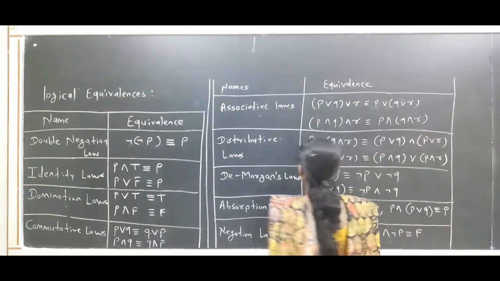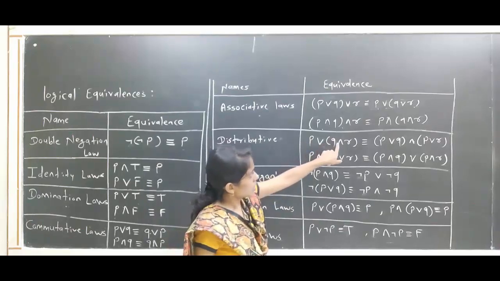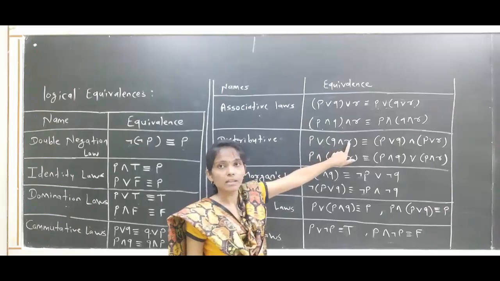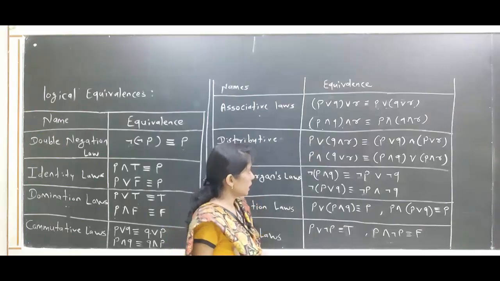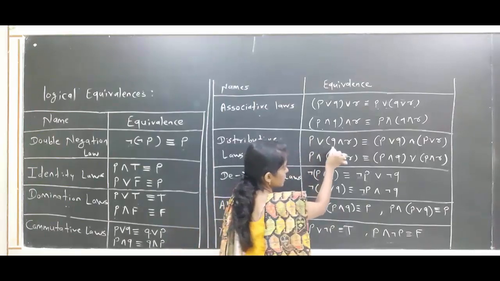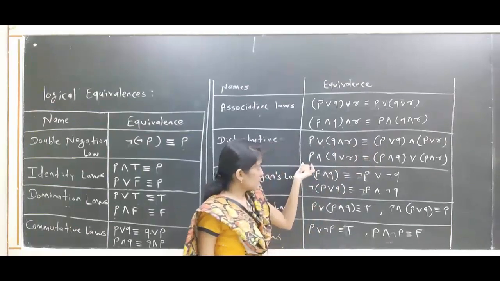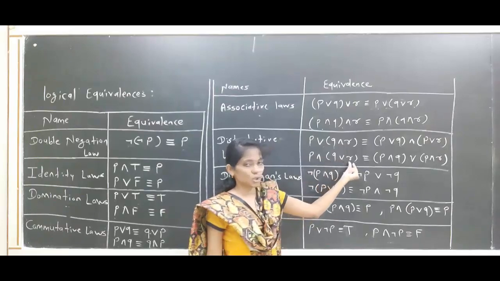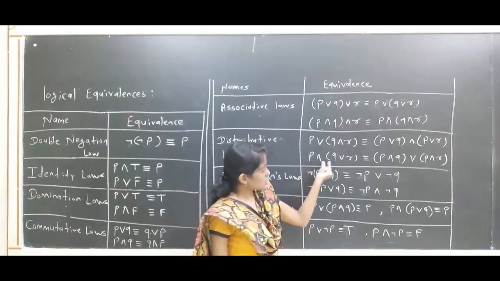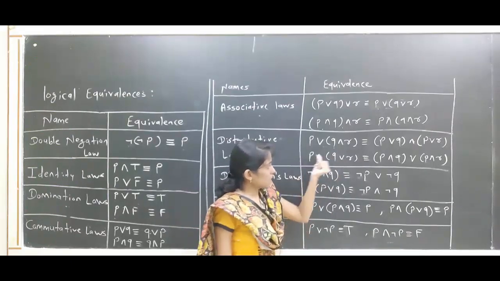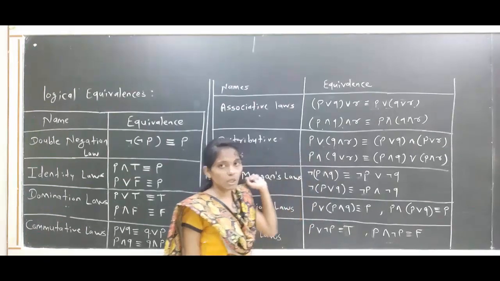Okay. Now distributive laws. So first distributive law, P disjunction in bracket Q conjunction R. So this law means disjunction distributes over conjunction. So that means we get P disjunction Q and P disjunction R. Similarly, P conjunction in bracket Q disjunction R. So here conjunction distributes over disjunction. So P conjunction Q or P conjunction R, right? So these laws are known as distributive law.